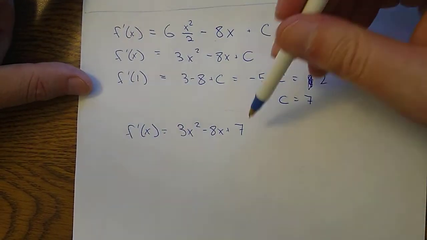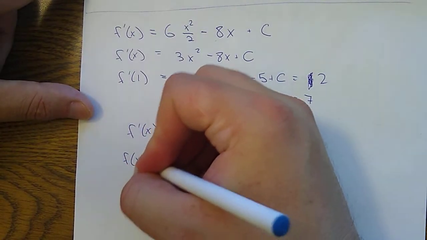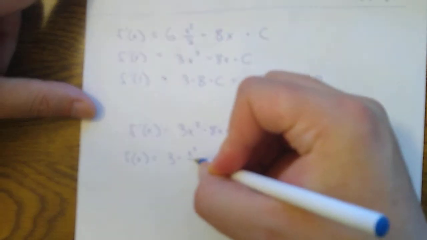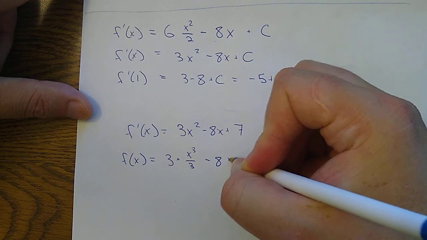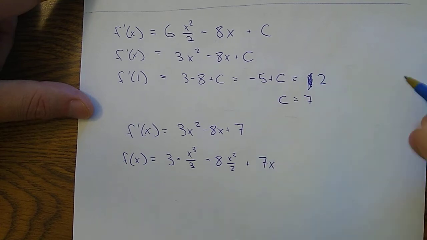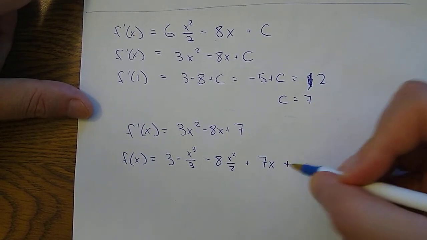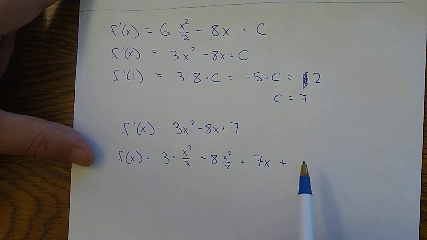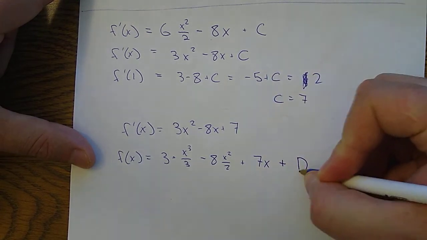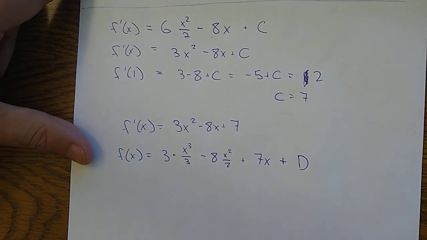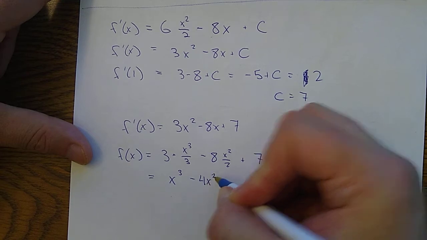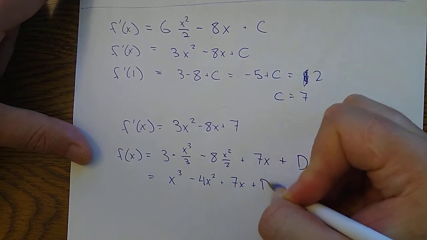I still want f of x, so I need to do another antiderivative. So the antiderivative would be 3, and then x cubed over 3. This is x squared over 2. The antiderivative of 7 is 7x because that's a constant. Now I should put plus c, except I've already used the letter c. It's not necessarily the same constant, so I'll use a different letter, say d. And let me clean this up. This is x cubed minus 4x squared plus 7x plus d.